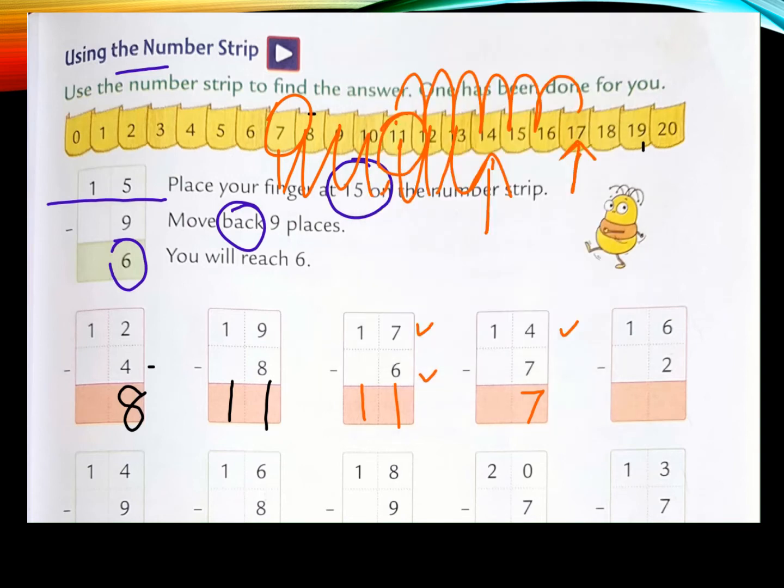Next, 16 minus 2. Keep your finger on number 16 and count 2 places backwards. 1, 2. So the number is 14.